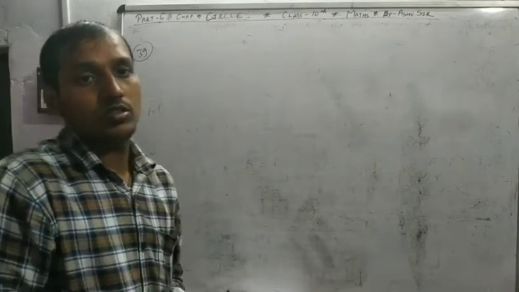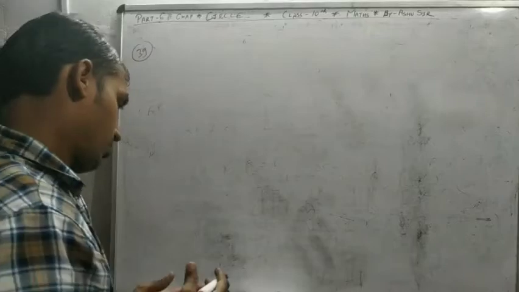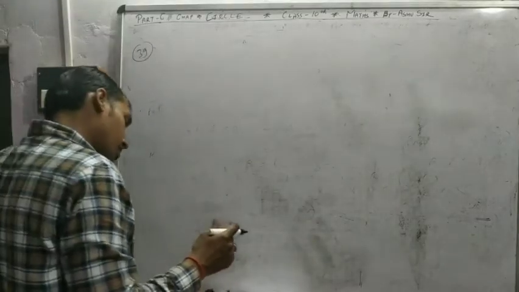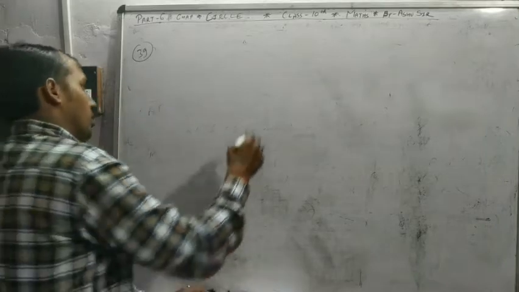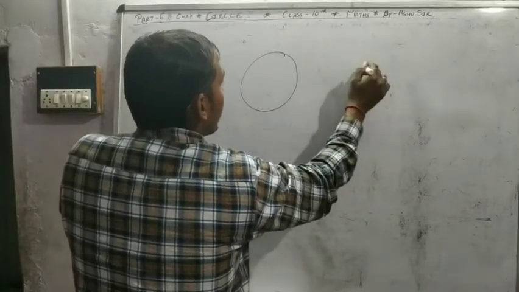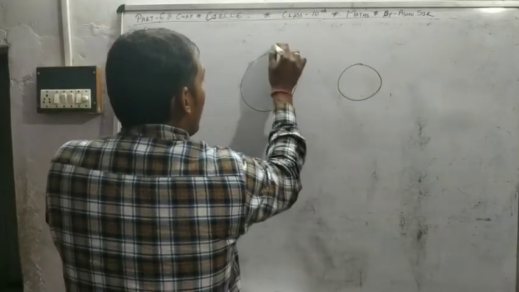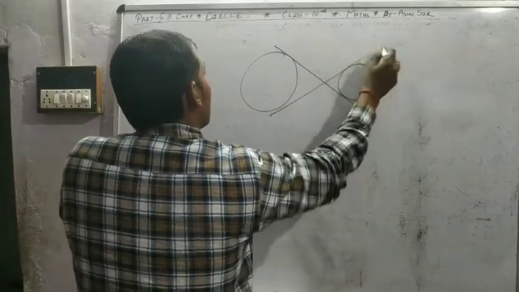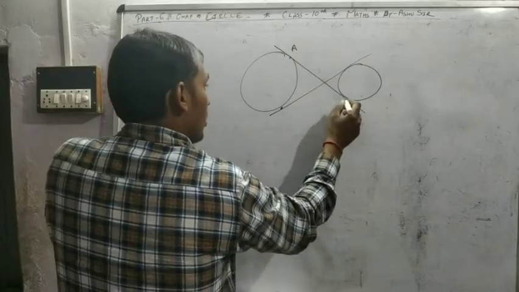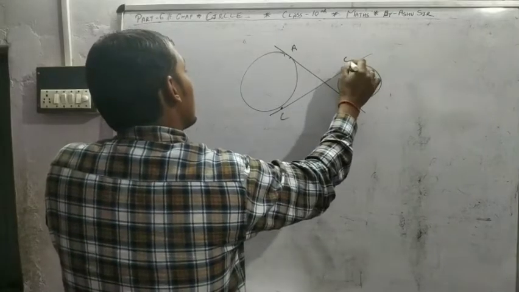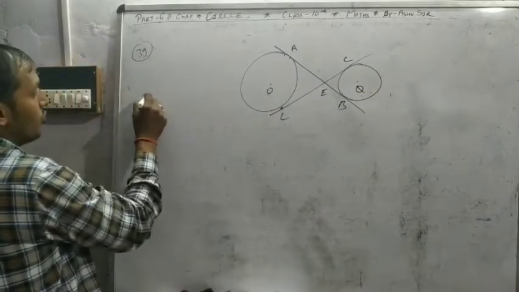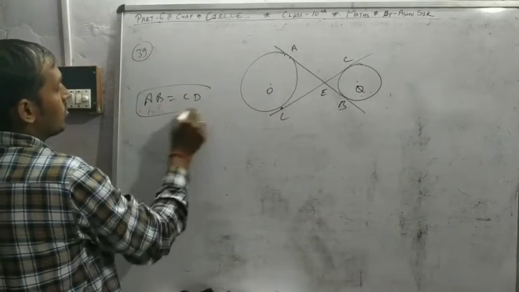One more question of similar logic to the previous question. In the given figure, common tangents AB and CD of two circles intersect at E. Means the two circles have different radii or the same radii, doesn't matter. But the common tangents intersect at E. AB and CD intersect at E. So prove that AB is equal to CD.